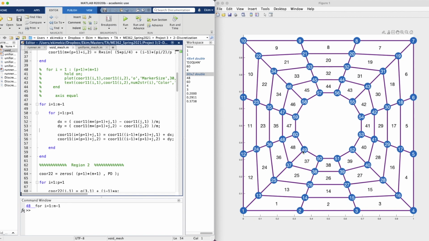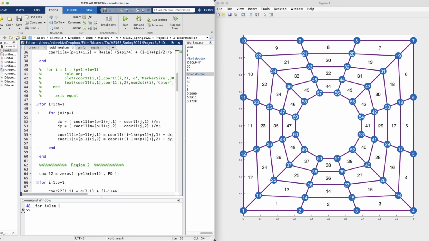And then divide it by m, right? Because we have m elements here. Well, not elements, let's say m increments here. Okay. And then similarly, we do that for both x and y coordinates.